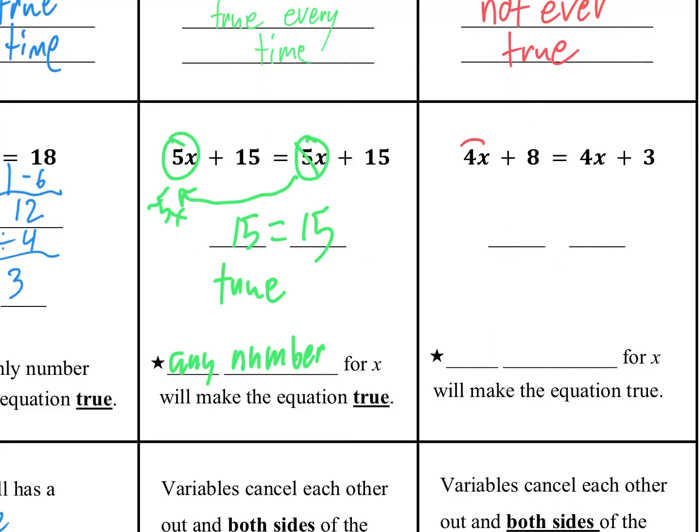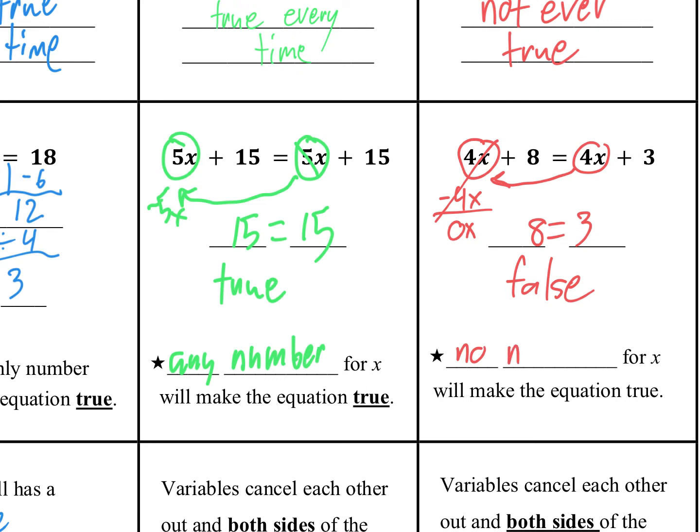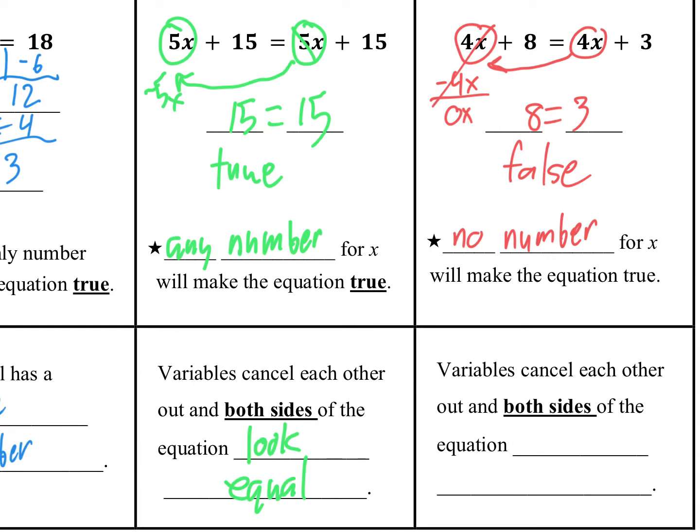Let's look at the example 4x plus 8 equals 4x plus 3. When we move this 4x over, it becomes a negative 4x, and a positive 4x and a negative 4x cancel out. So we are left with 8 is equal to 3. This is a false statement. It is never true. So there is no number for x that will make the equation true. You can tell that you will have no solution because the variables cancel each other out and both sides of the equation do not look equal.